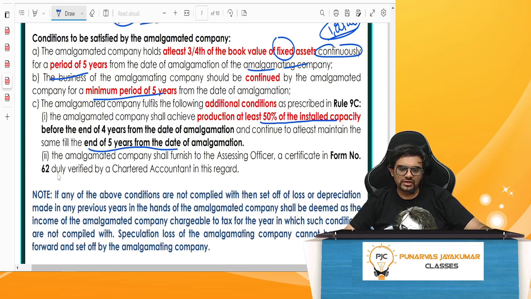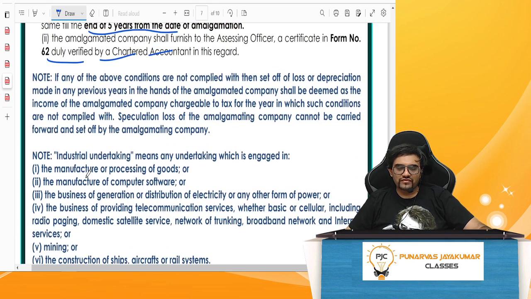Amalgamated company duly verified by a CA certificate. If any of the above conditions are not complied with, the set off of loss, etc., in any previous year in the hands of the amalgamated company shall be deemed as the income of the amalgamated company. Whatever loss you claim set off, that set off will not be allowed; it will be deemed to be income.